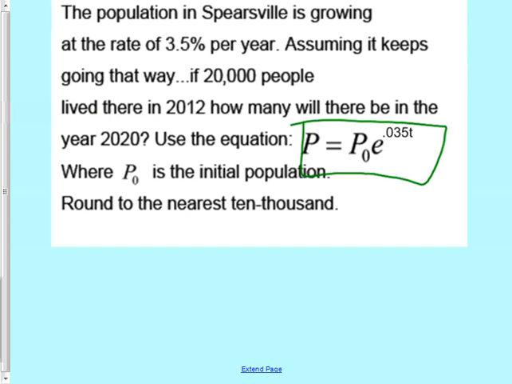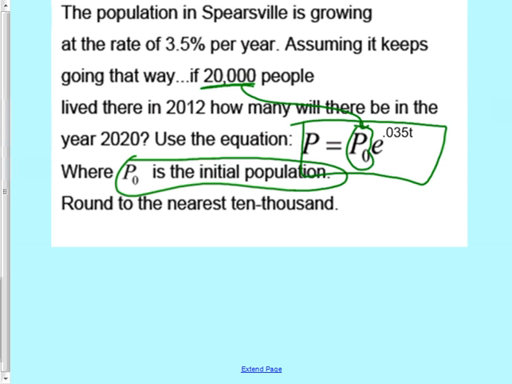It says P0 is the initial population. It's kind of like U sub 0 being like the beginning. Okay, so the initial population goes here. And that's the 20,000. So the 20,000 goes right here. And it looks like we need to solve for, do we solve for T or do we solve for P? Which one do they give us, T or P? They give us T. They give us the time. Because they say 2012 and 2020, how many years? That's 8 years later.